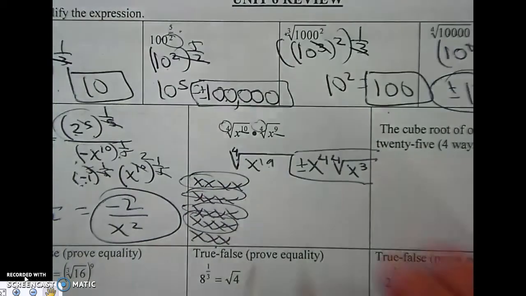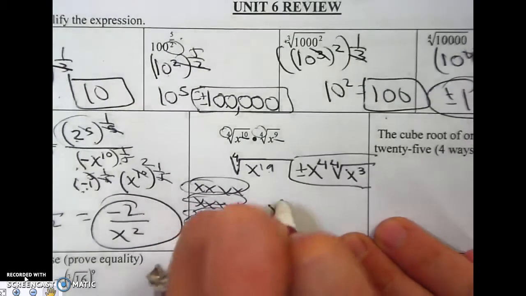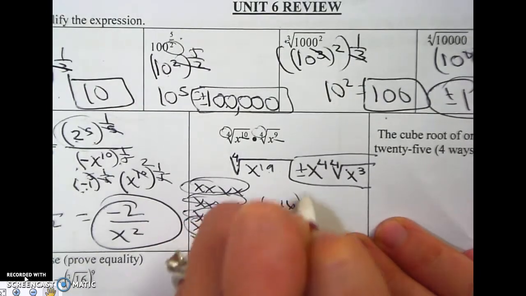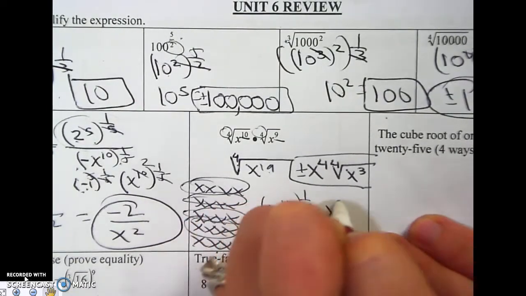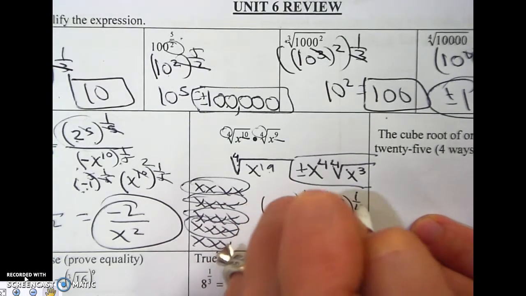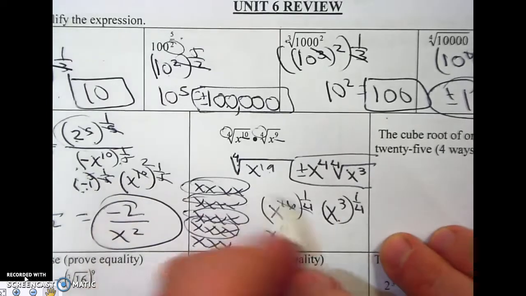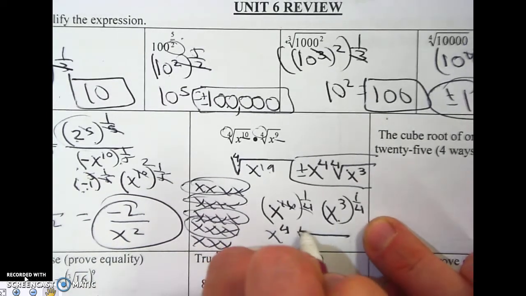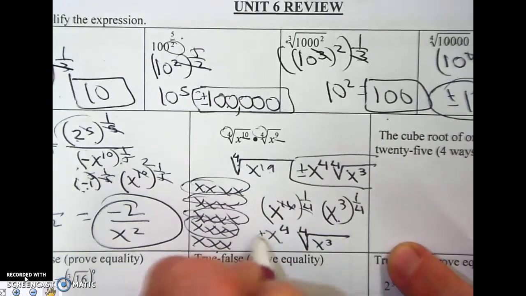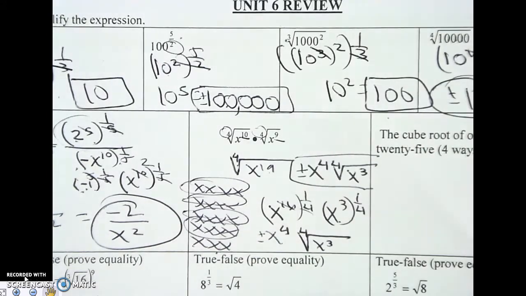Another way that I could do this problem is I could rewrite this as x to the 16th to the 1/4 and x to the 3rd to the 1/4. Or this gives me x to the 4th, but because this is a fraction, it's the 4th root of x cubed, plus or minus. It doesn't matter how you get the answer. Just make sure you get it.